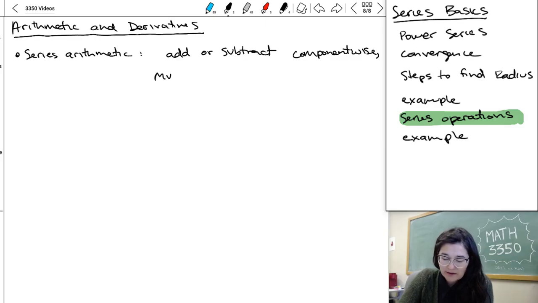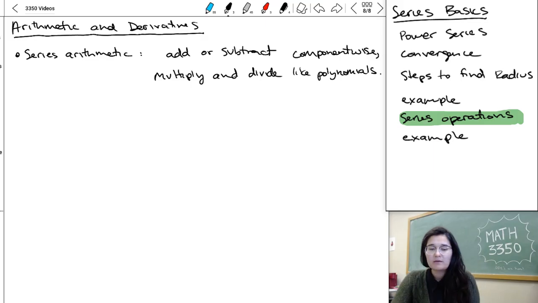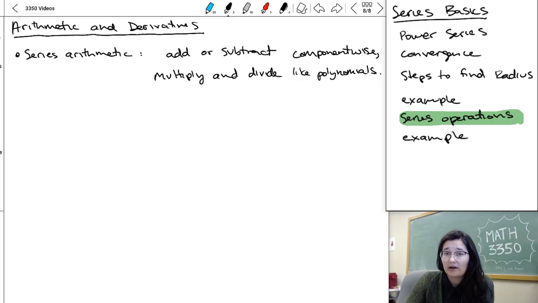This means that we're also going to multiply and divide series the same way we would polynomials. We won't really be doing that. I just want to note that if you wanted to take the product of two series, you would have to do all their cross terms. It's a very complicated process.